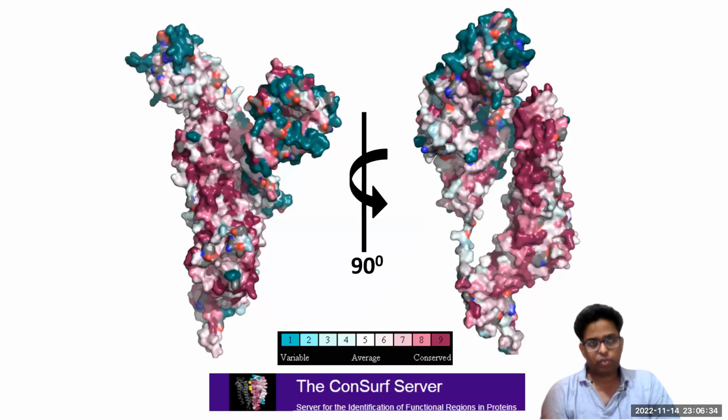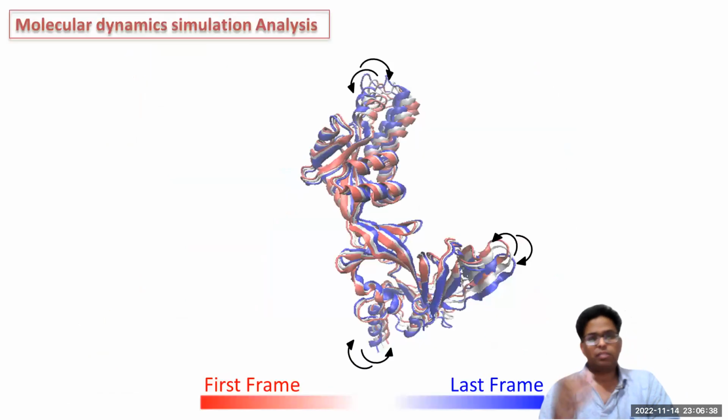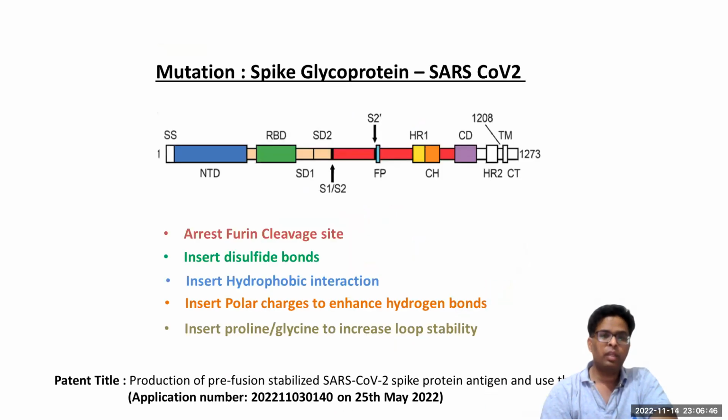So I went through conserved and variable regions, what are the variable regions and what are the conserved regions, and some molecular dynamics and normal mode analysis, and ultimately I found which regions are flexible, such types of things. I also tried to do some mutations to arrest the furin cleavage site, insert some disulfide bonds, some hydrophobic interactions, insert some polar residues to enhance hydrogen bonding, and some proline substitutions to increase rigidity. Such types of things I have done, and I filed a patent.